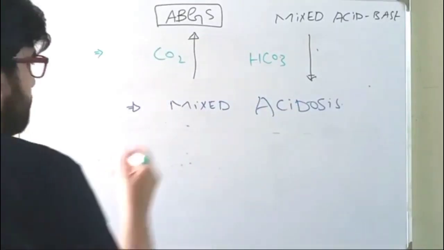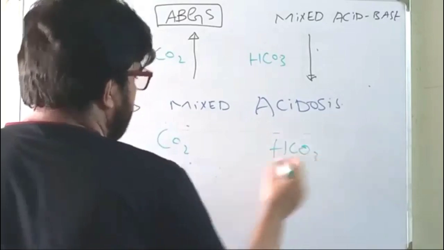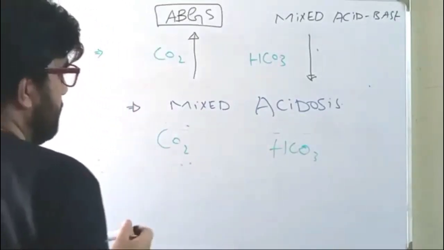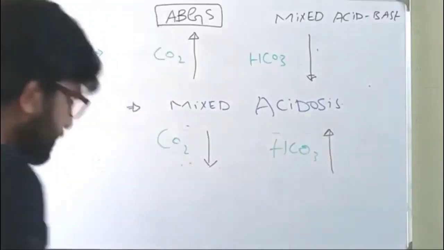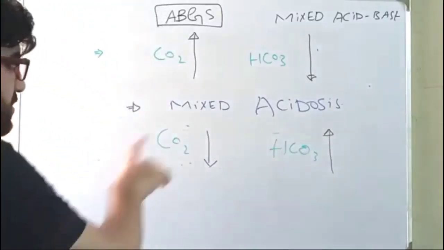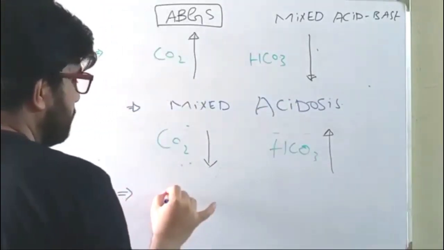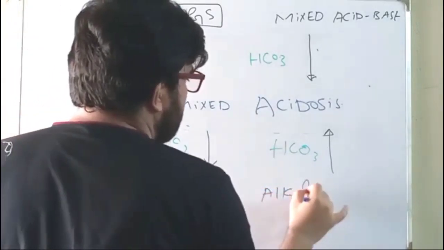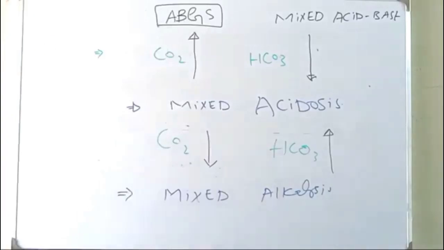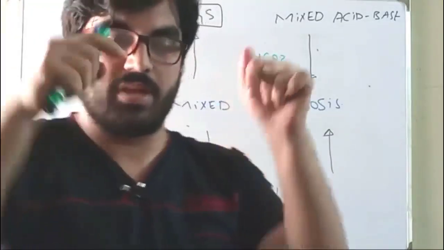Now if the CO2 is coming down and the bicarbonate is increasing, which condition is this? CO2 decrease causes alkalosis and bicarbonate increase also causes alkalosis. So this is mixed alkalosis. This is again very easy to pick. Now the problem is when both the arrows are moving either upward or downward.